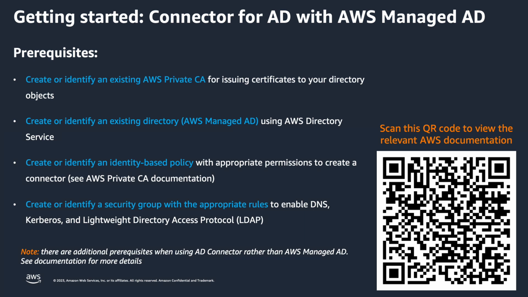You will also need an IAM principal with an identity-based policy with permissions to create and configure the connector. Use the QR code on the screen to view the AWS Private CA documentation with more information on the required permissions. Lastly, you will need a security group with the appropriate rules to allow DNS, Kerberos, and LDAP. More information on the security group configuration is detailed in the AWS Private CA documentation linked by the QR code.